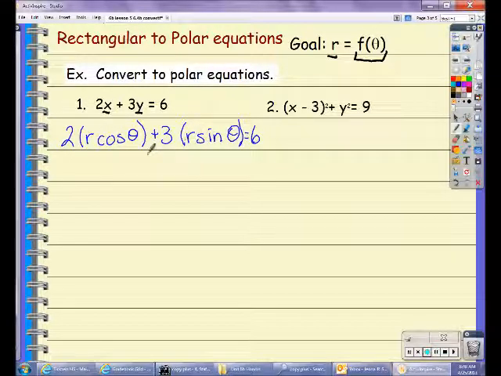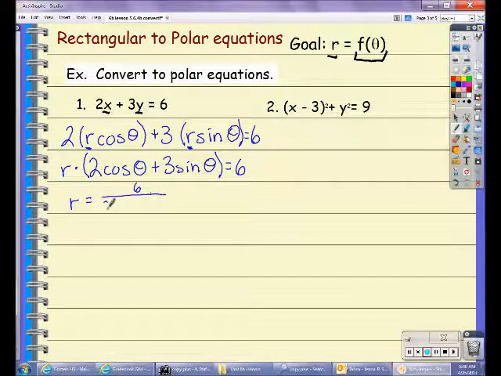From here, we want to get r by itself. That's our goal. So we have an r in both terms. It is a common factor. So I'm going to factor out an r from the first term and be left with 2 cosine theta. Factor out an r from the second term and be left with 3 sine of theta. And that's equal to 6. r is almost by itself. What do we have to do? Well, we're currently multiplying. It's time to divide. 6 divided by 2 cosine theta plus 3 sine theta. And you can't really simplify this any further, so that's your final answer.